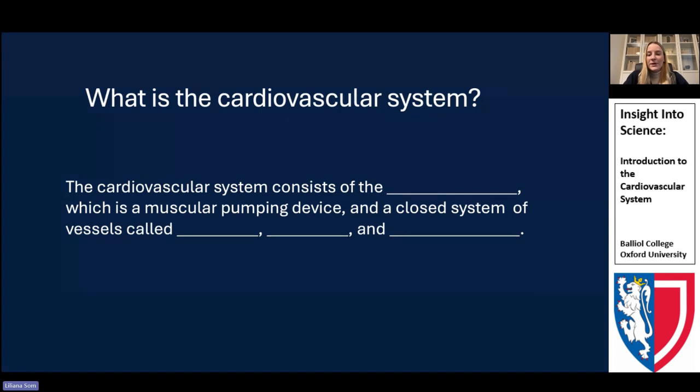So I have put a few activities in there for you to engage with. So I thought I would start with asking this. If you could fill in the gaps of these sentences with what are the missing structures of the cardiovascular system?